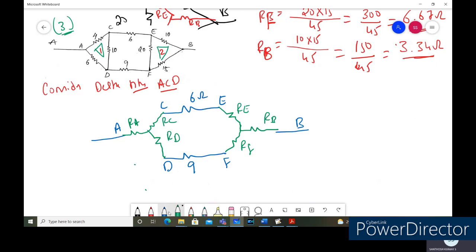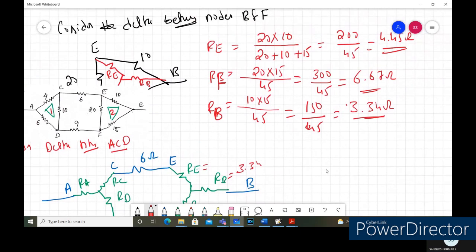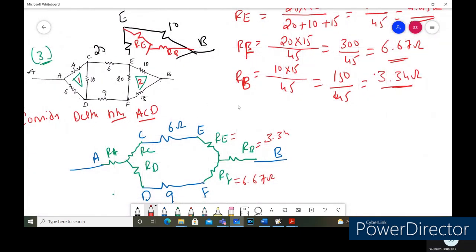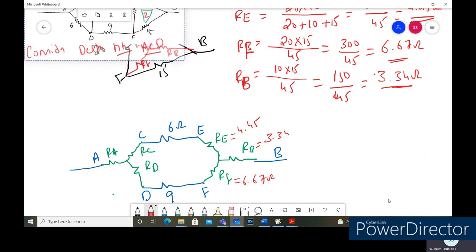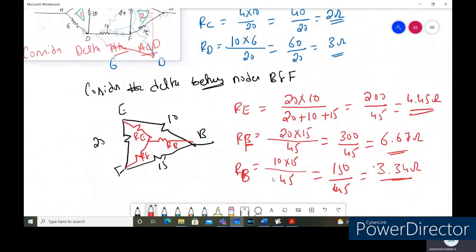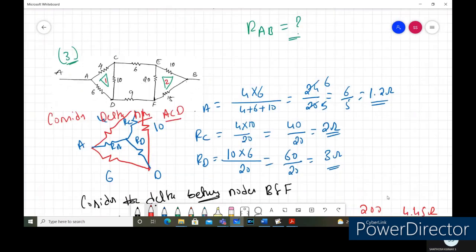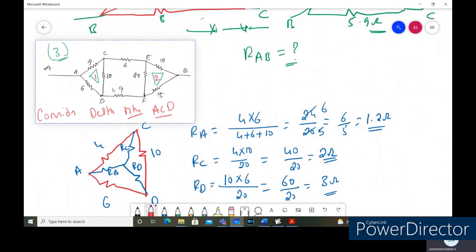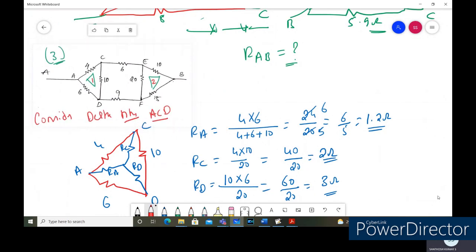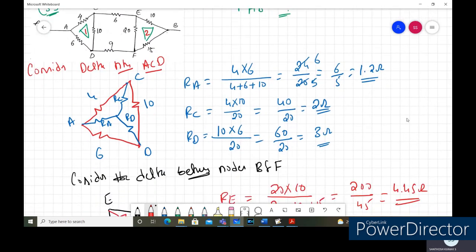So the value for the RB is 3.34, and the value for the RF is 6.67 ohms, and the value for the RE is 4.45 ohms. And here, similarly we have the values for this network. So I'll replace the network back here. So this is problem number 3. So I replace the network back. So we got RA 1.2, RC 2 ohms, and RD 3 ohms.